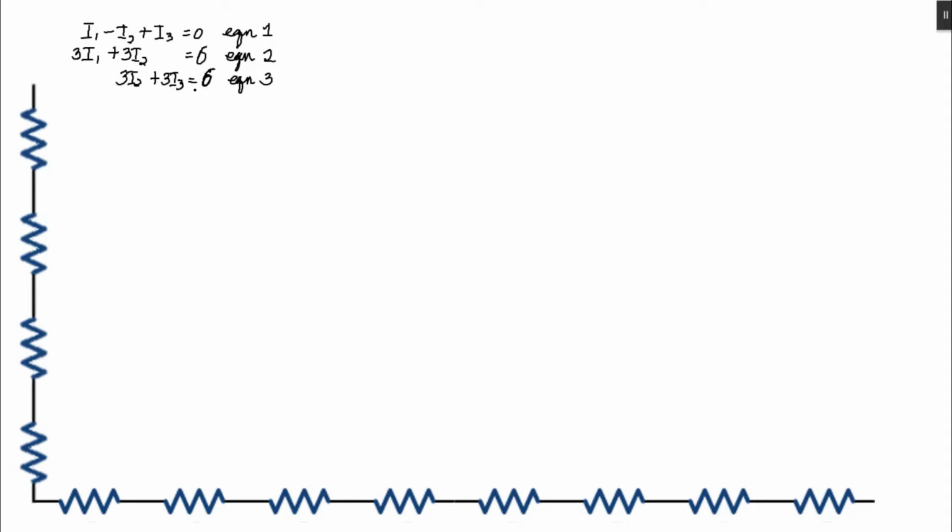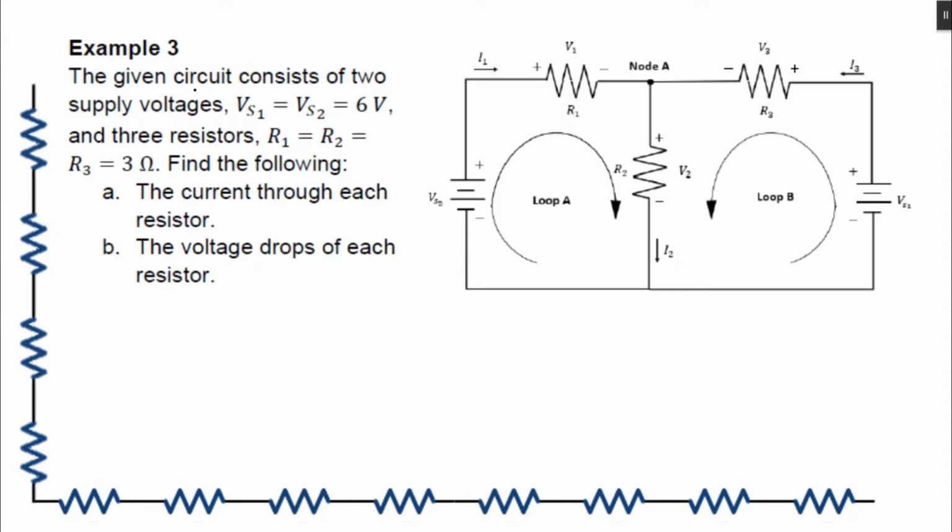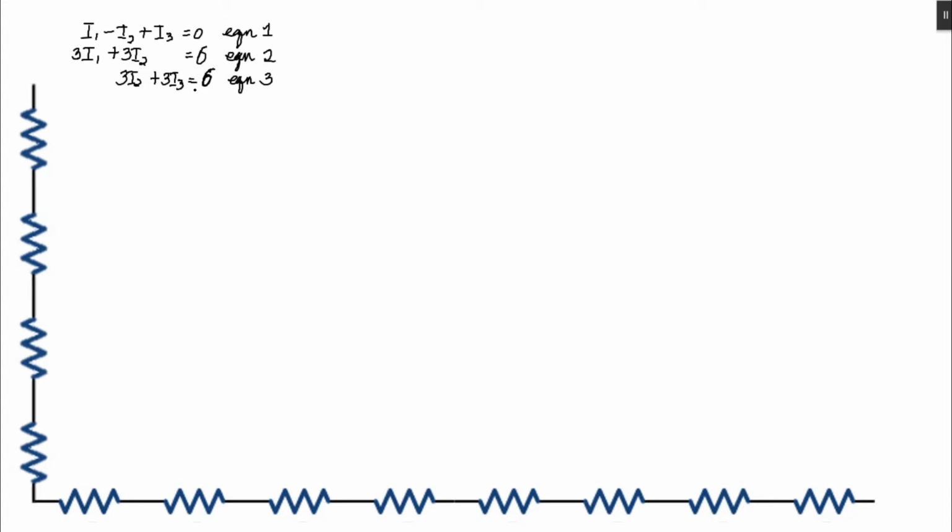Equation number 3. The problem this time is for us to find out the I sub 1, I sub 2, I sub 3. I sub 1 is for the current flowing across R sub 1. I sub 2 is the current flowing across R sub 2, and I sub 3 is the current flowing across R sub 3. Yan po.